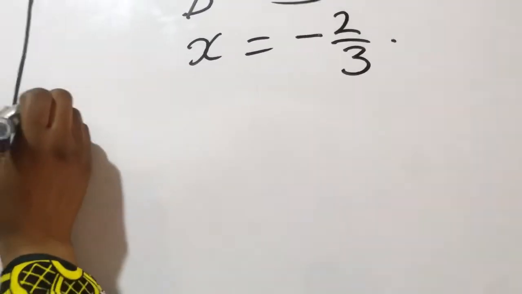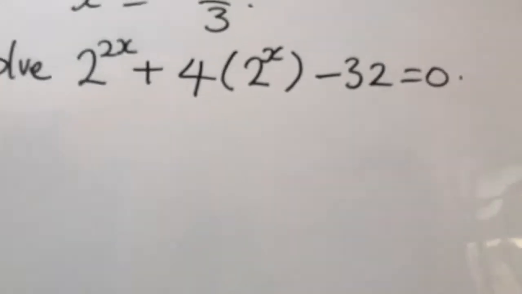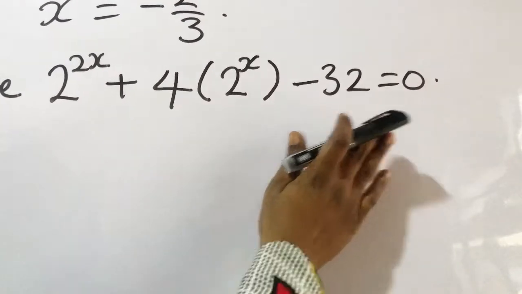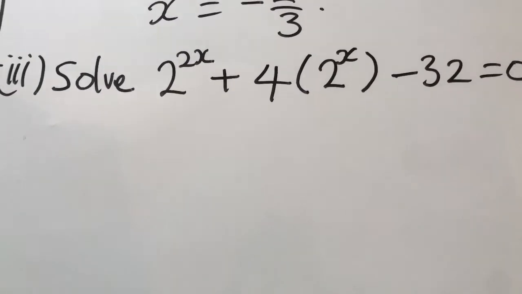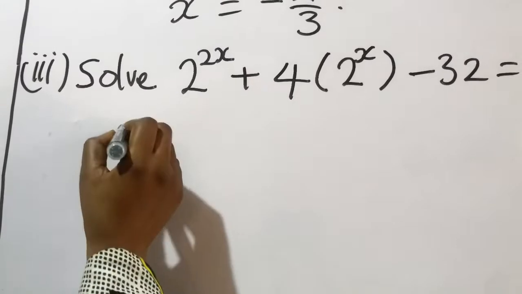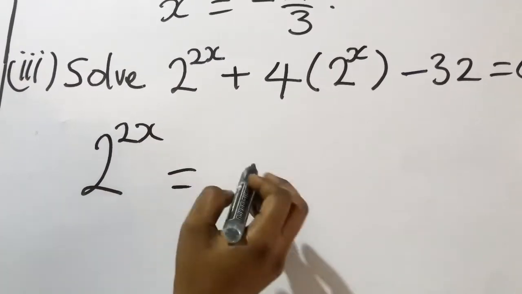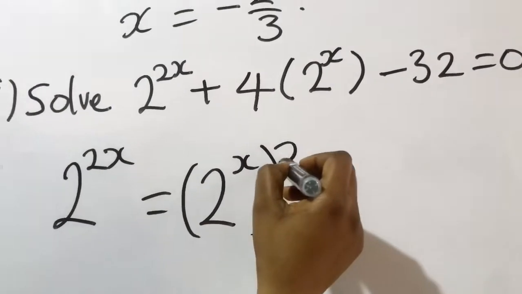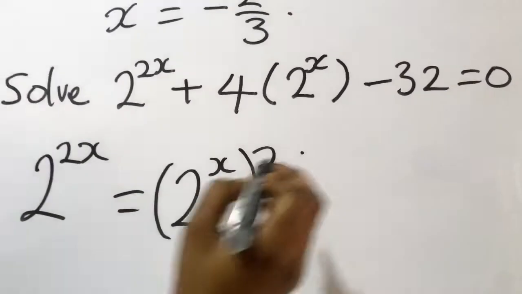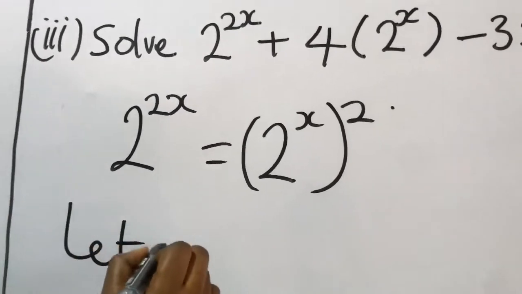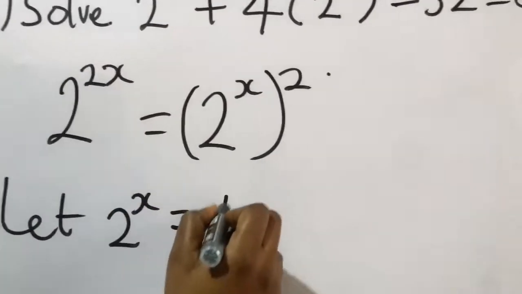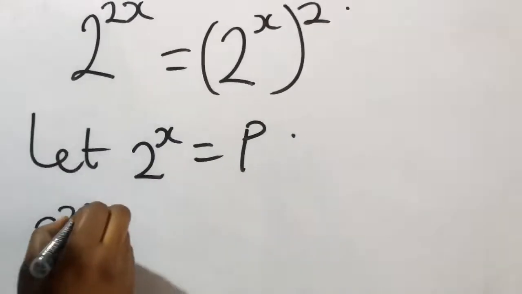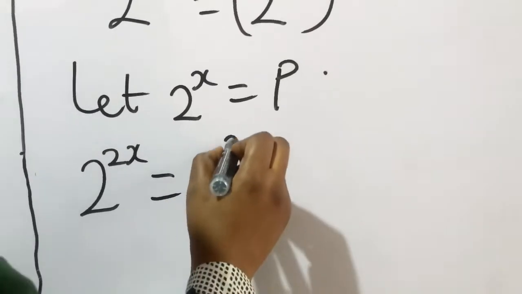Number 3. Solve 2 raised to power 2x plus 4 multiplied by 2 raised to power x minus 32 is equal to 0. So here we can say that 2 raised to power 2x can be expressed as 2 raised to power x, then bracket it, then raised to power 2. So then you can now say that let 2 raised to power x be equal to p, or any alphabet. So here 2 raised to power 2x will now be equal to p raised to power 2.